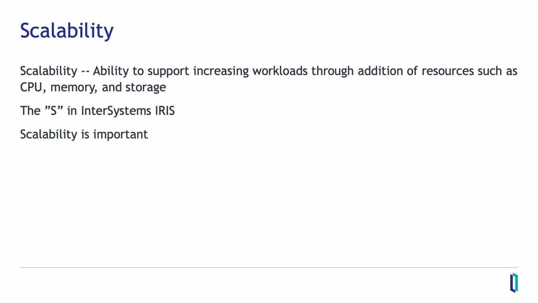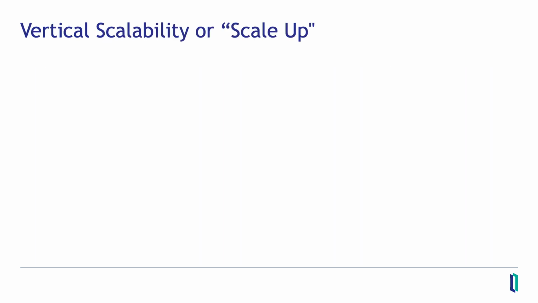Okay, and then scalability is important. It's not only about adding resources, but it's about using them efficiently and effectively. Okay, so with regard to scalability, there's a couple ways you can go. One is called vertical scalability, or scaling up. This means that for applications that are running on a single monolithic server, you can increase its capacity by adding resources like CPU, memory, and storage.